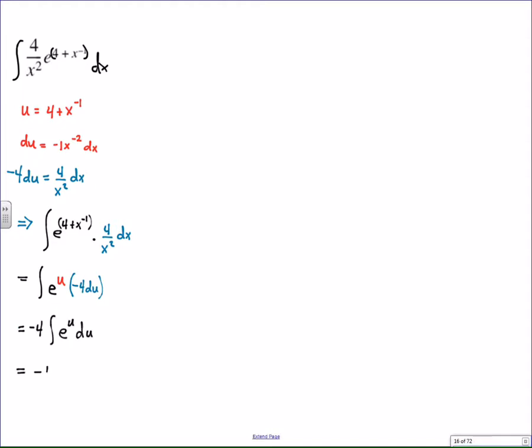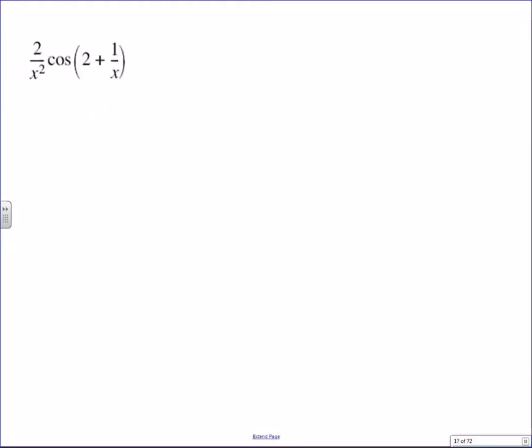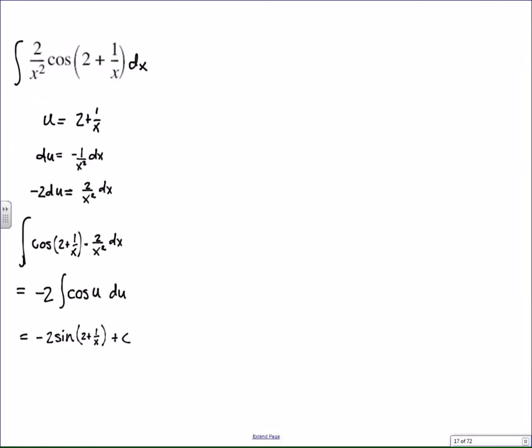Let's bring out the -4, easy integral, put our u back where we found it, and check our answers, and we're good to go. Here again, I am just going to fly through this one. If you want to see how this work is done, you'll see it's the same thing. The only twist here is when I take the derivative of my u value, I'm off by a little bit. I want 2 over x squared, and I have -1 over x squared. So I multiply by -2, just like in the last exercise.